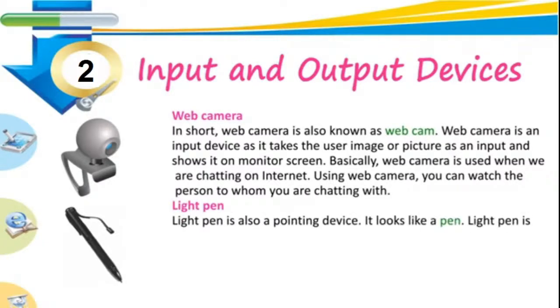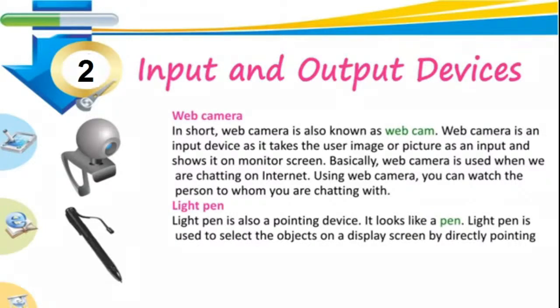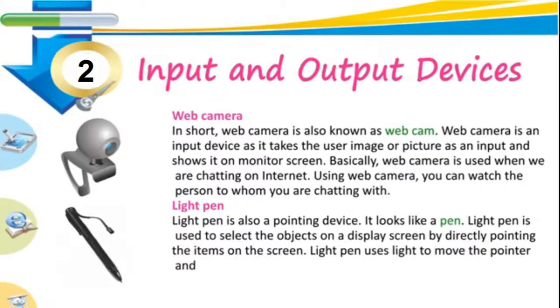Light pen. Light pen is also a pointing device. It looks like a pen. Light pen is used to select the objects on a display screen by directly pointing the items on the screen. Light pen uses light to move the pointer and select any object on the screen.